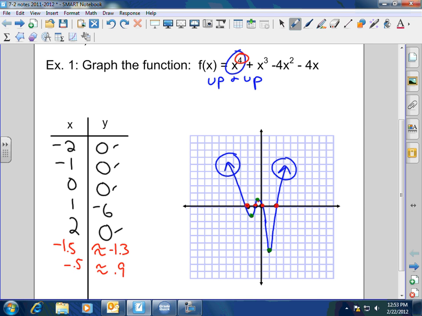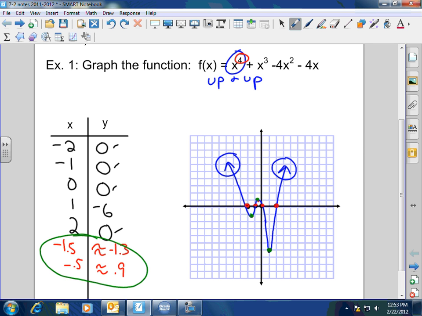Yes, sir. The question was, are you always going to use the -1.5 and the -0.5? No, it depends where the zeros are. It depends where the zeros are. No, thank you. Great question.